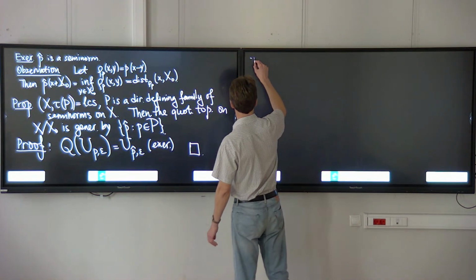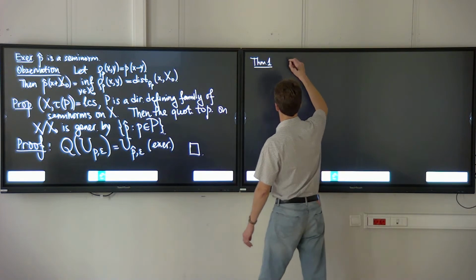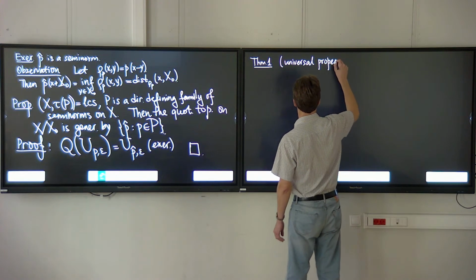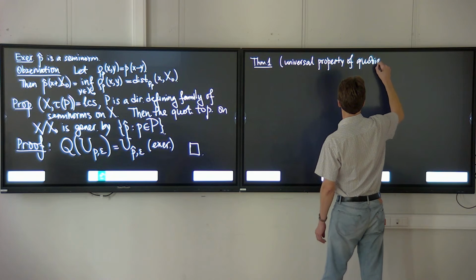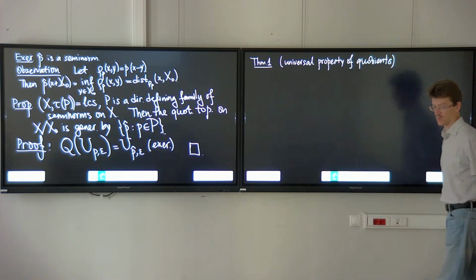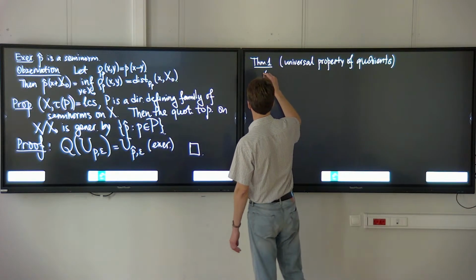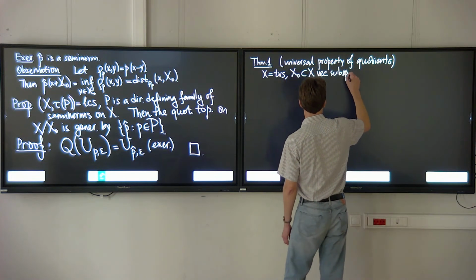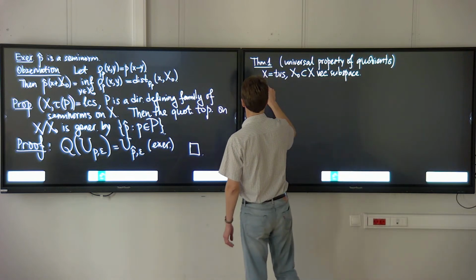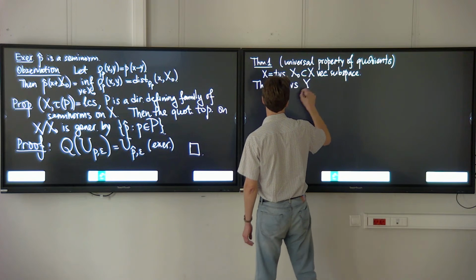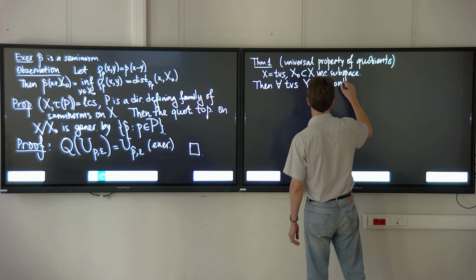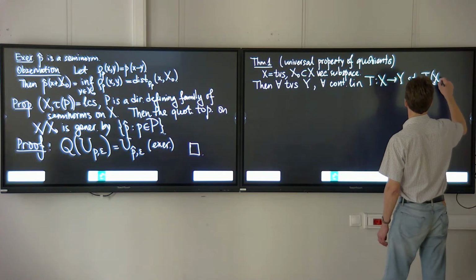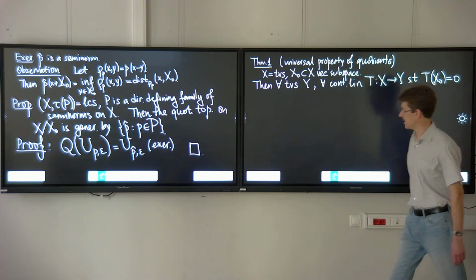The next result is almost trivial, but is very important. It is a so-called universal property of quotients. It's basically the same as the universal property of quotients in the context of normed spaces. So suppose that X is a topological vector space, X0 is a vector subspace of X. Then, for every topological vector space Y, and for every continuous linear map T from X to Y, such that T vanishes at X0, every such map factors through the quotient.